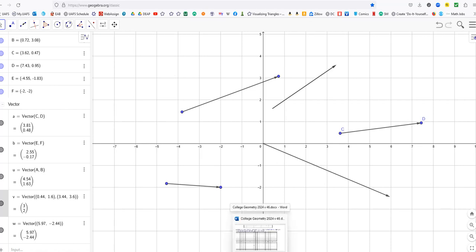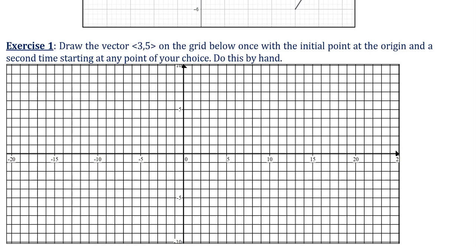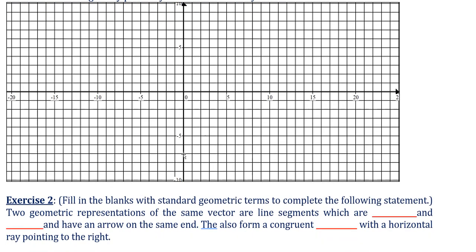Okay, so going back to the notes, your first exercise is to draw by hand a vector 3, 5 on this grid, starting at the origin, going right 3 and up 5, and then also doing it again, starting at any other point on the grid that you want.